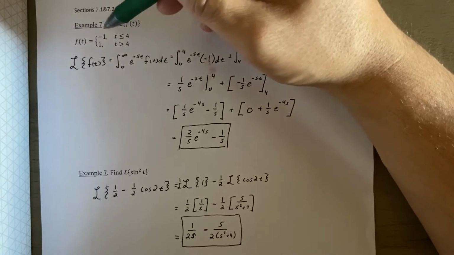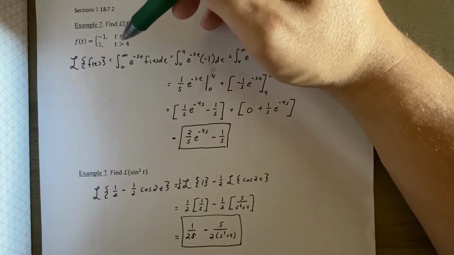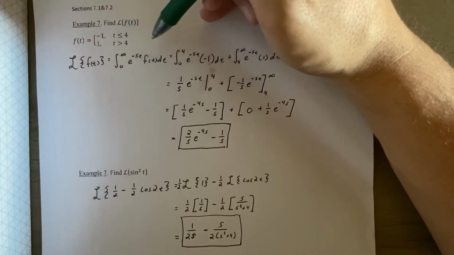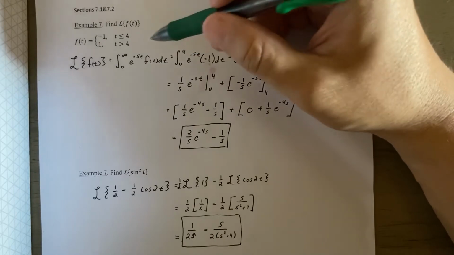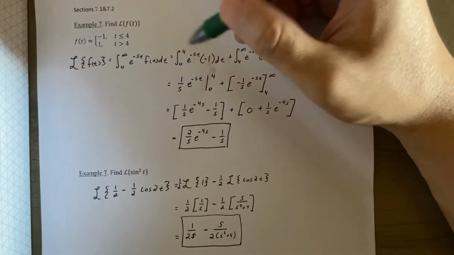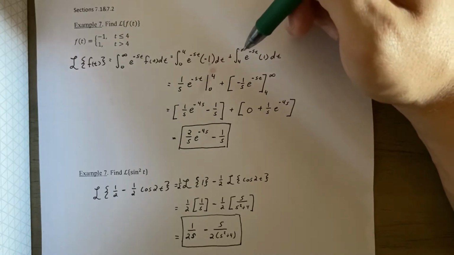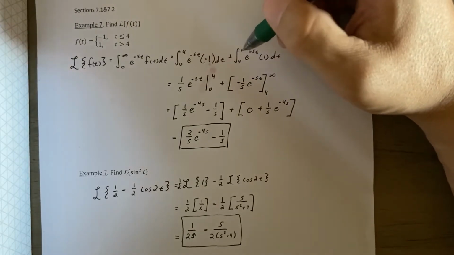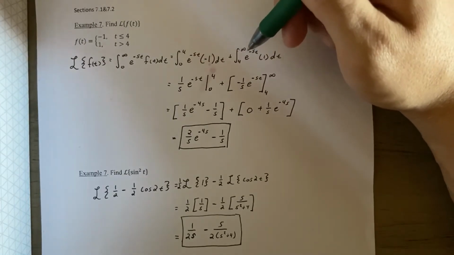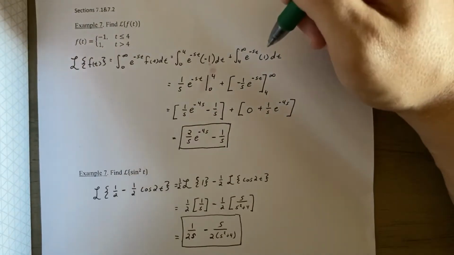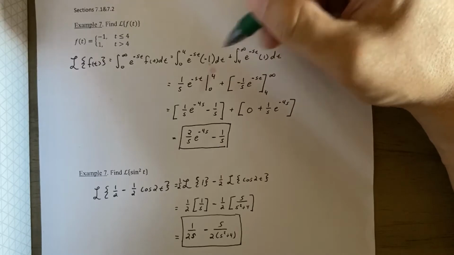Because it's piecewise, our function is -1 for t less than or equal to 4, and we're going from 0 to 4, so our integral from 0 to 4 is going to be e to the negative st times -1. But when we're dealing with an interval greater than 4, so 4 to infinity, we have e to the negative st, and our function is 1 whenever we're dealing with an interval that's greater than 4. And so now we're just going to do the integration for both of these separately.